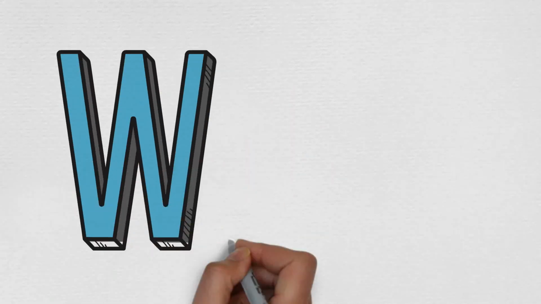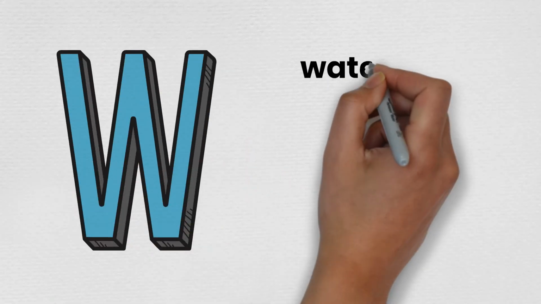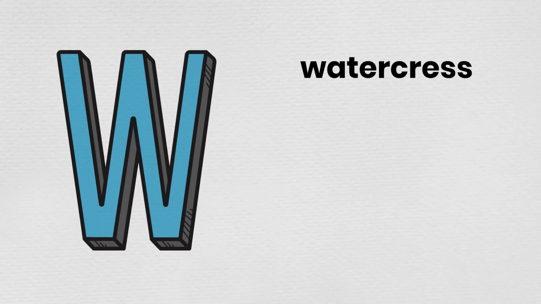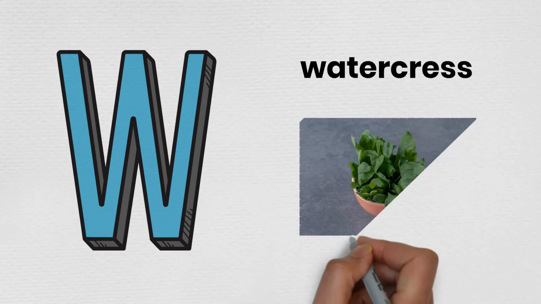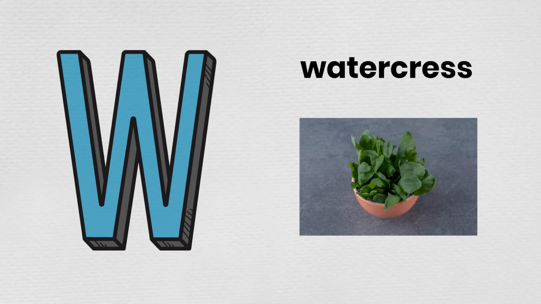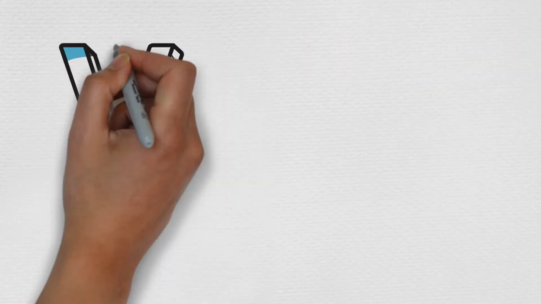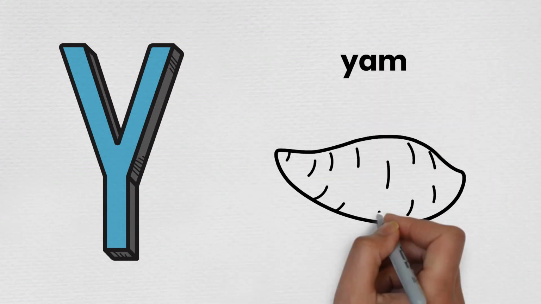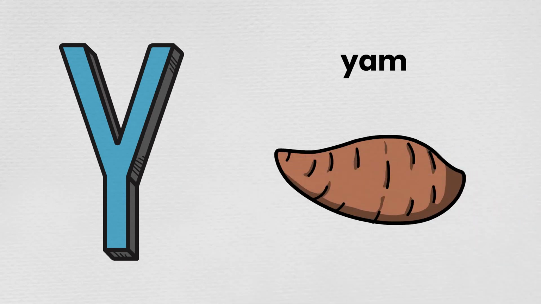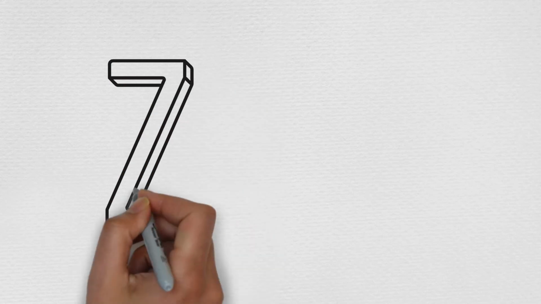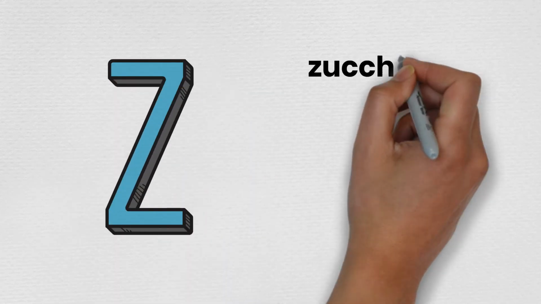W is for watercress. Y is for yam. Z is for zucchini.